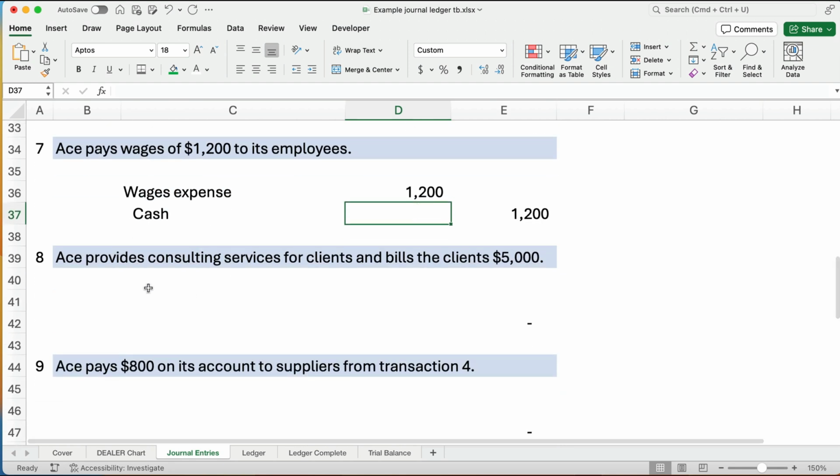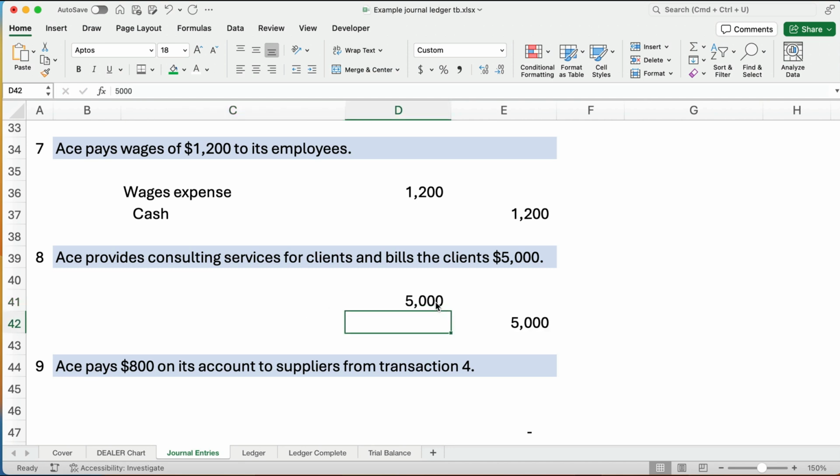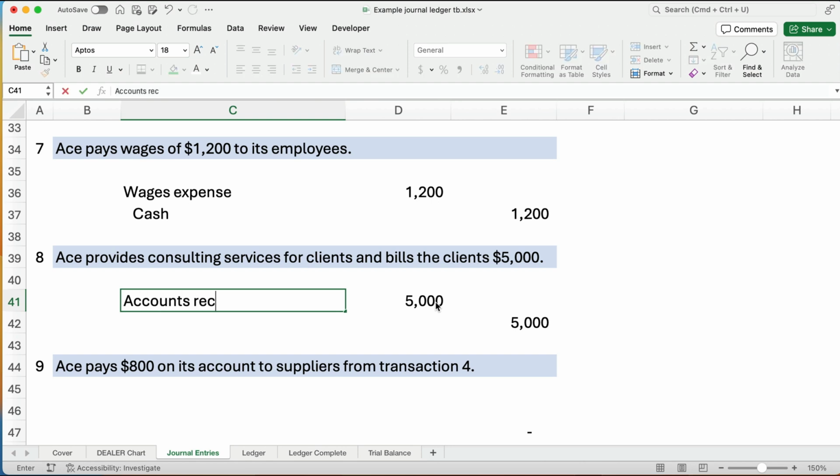All right, number 8, ACE provides consulting services for clients and then bills the clients $5,000. Now this is not a cash transaction, but it's still revenue. So what asset have we received? Well, we've received accounts receivable. That's why a lot of times in problems you'll see it just abbreviated AR, accounts receivable.